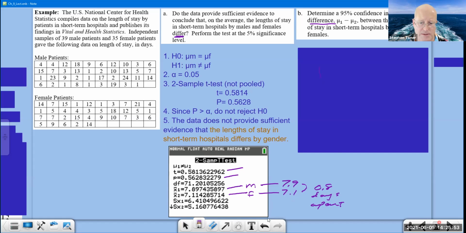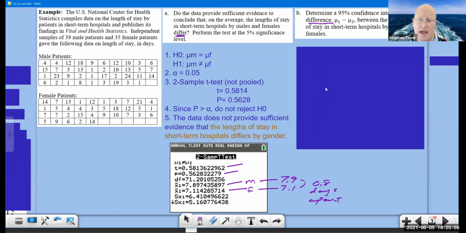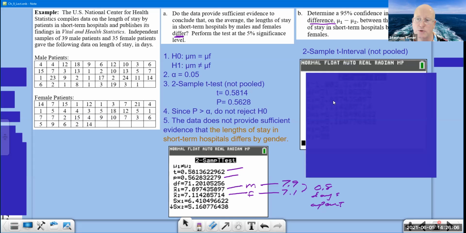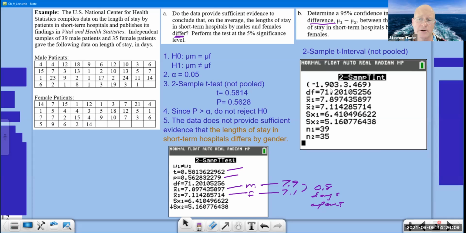I've actually already done it. And I did a 2-sample T interval. Notice that matched the 2-sample T test we did earlier, and it's going to remain not pooled. And on my calculator, I'm going to get this interval right here.